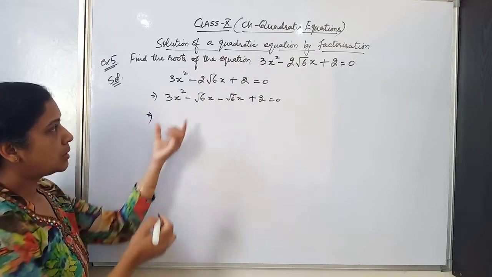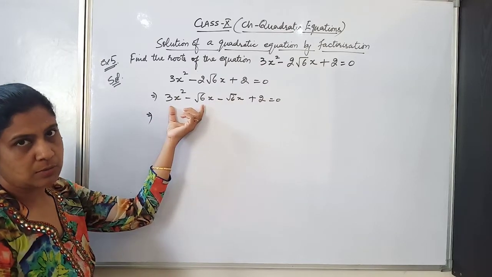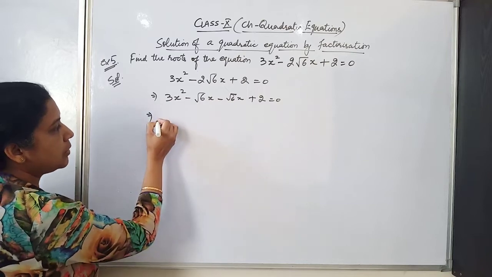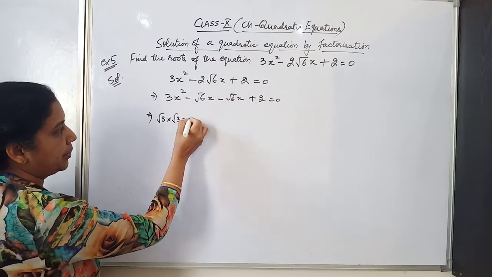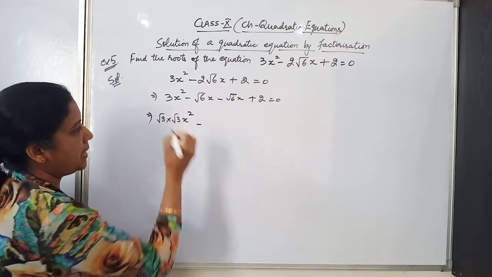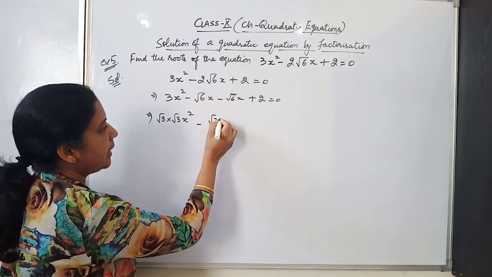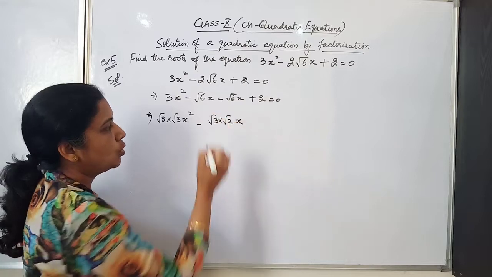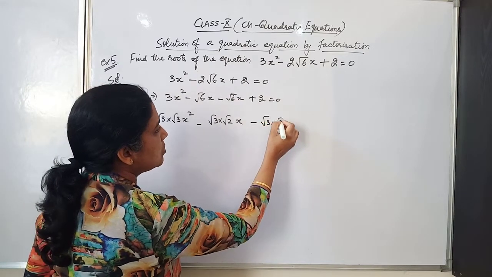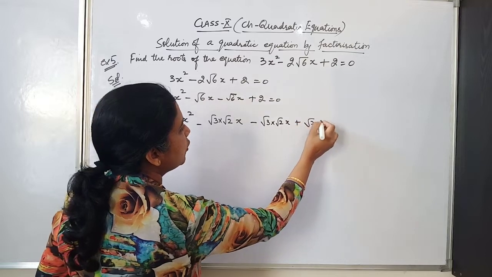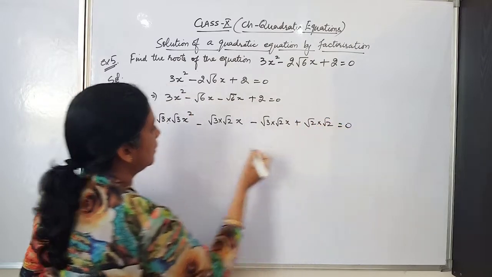Now to take the common factor out from the first two terms, we have to be clear. This 3 can be written as root 3 into root 3, x square. Minus root 6 can be written as root 3 into root 2x. Similarly, I'll be writing this also so that in the next step I can take some common factor out.